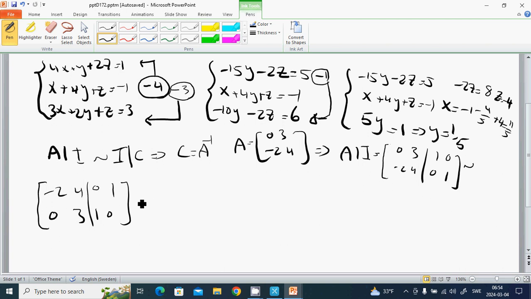Factorize minus 2, it is equivalent to 1, minus 2, 0, 3. And it is 0, minus 1 divided by 2, and we factorize 3 here, then here is 1, and here is 1/3, 0.